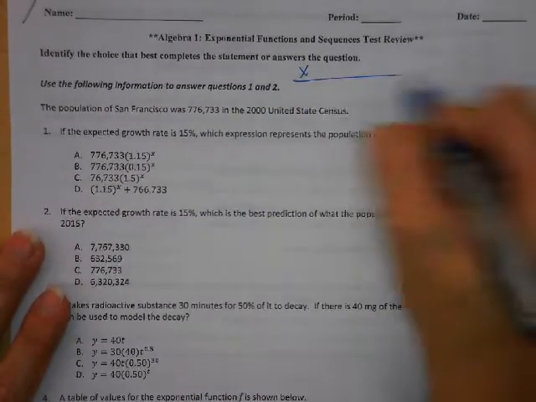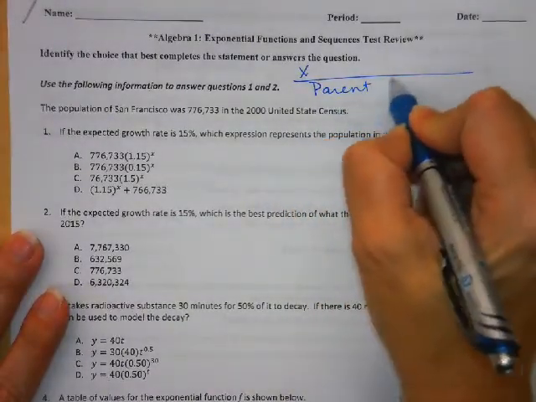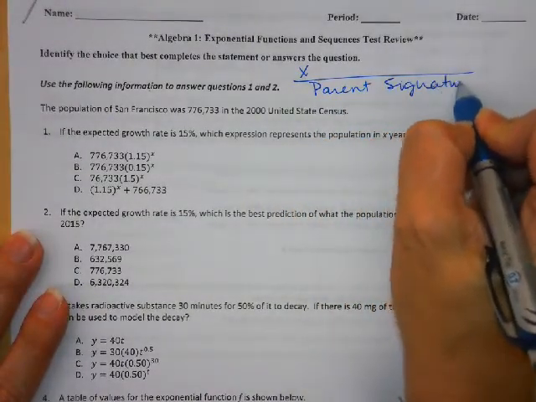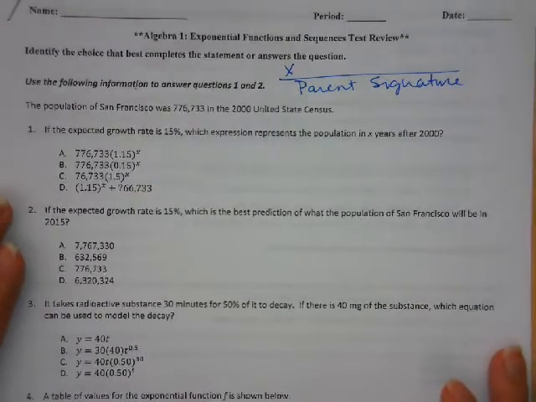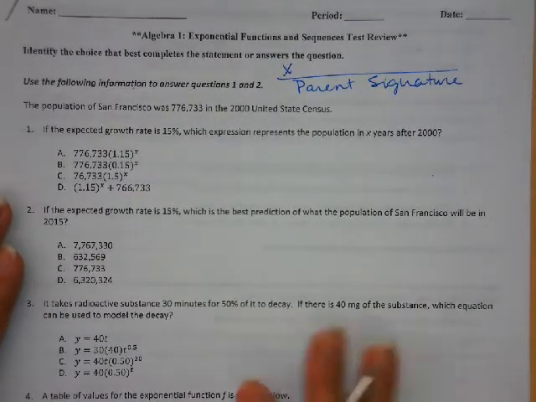You can get your test review signed for 5 bonus points. However, you must have that signed and turned in on the day of the test.